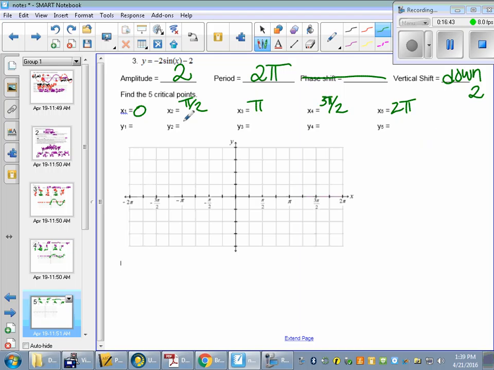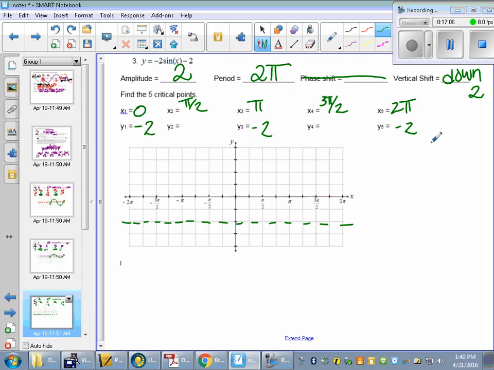All right, our y values for start, middle, and end are the same as your midline. Let's draw in our midline. If we're going down 2, here's the middle of our graph. And so negative 2 is the y value for our start, our middle, and our end.